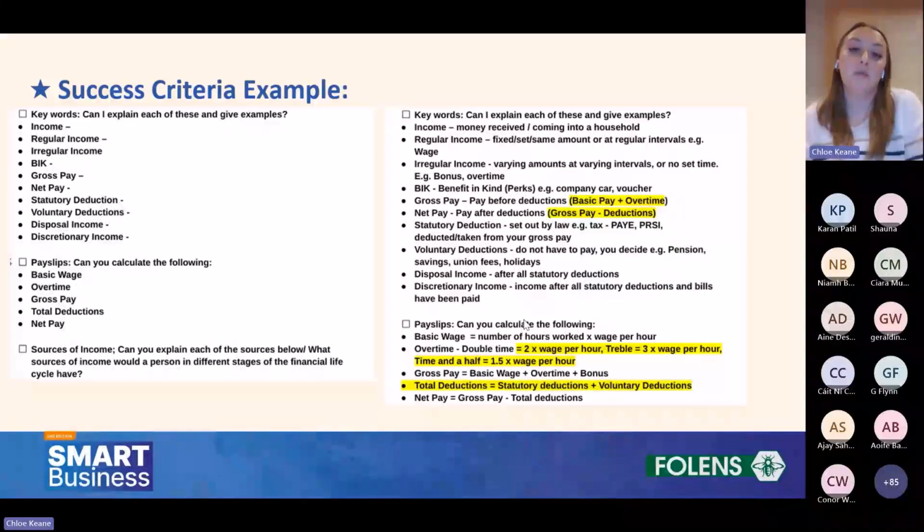Regular income, did they have the word fixed or set or the same amount on a regular basis? So just did they have the specific words in their definition that they should have? And then if it's a formula, making sure that they have the correct formula that they need to calculate.